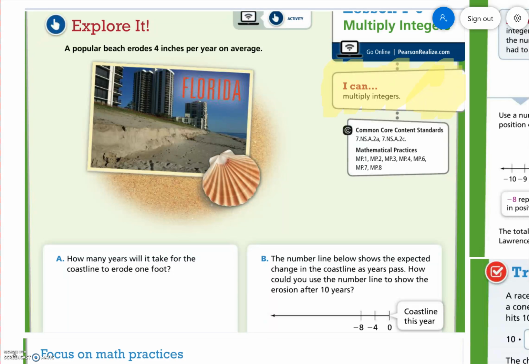So our important information is 4 inches per year. And for part A, we're trying to figure out how long it's going to take us to erode 1 foot. How many inches are in 1 foot? 12. Good. So I want you to work on part A and B by yourself. So find out how many years it's going to take to erode 1 foot and draw on the number line showing erosion after 10 years.